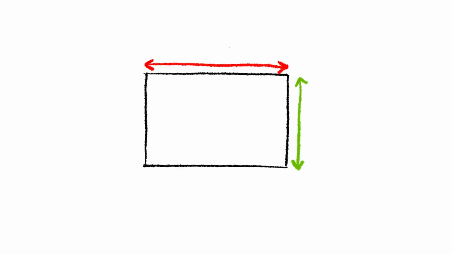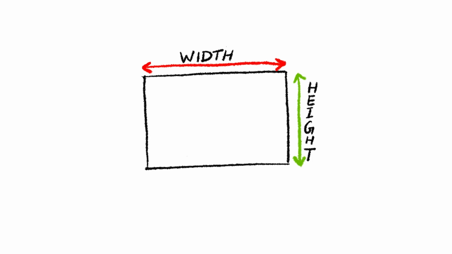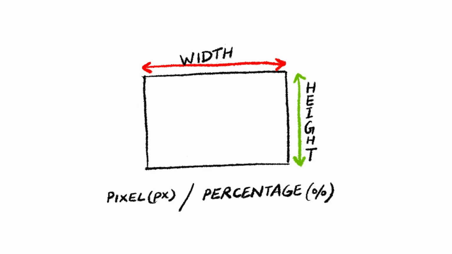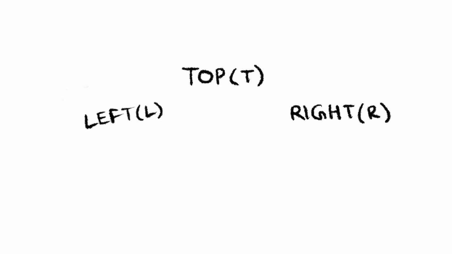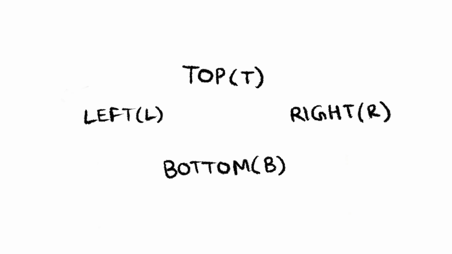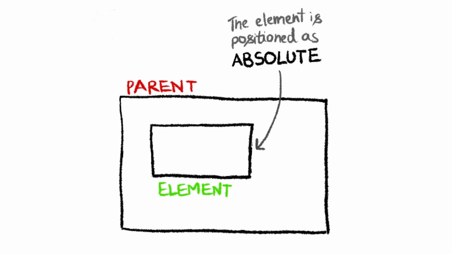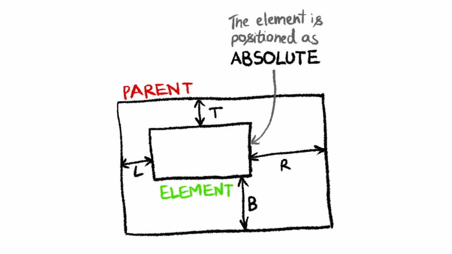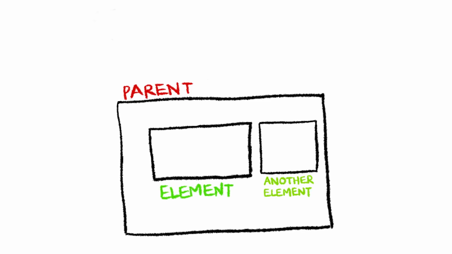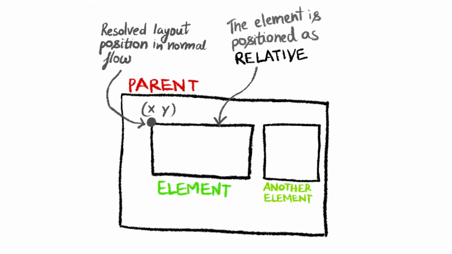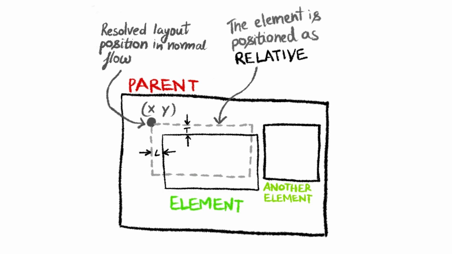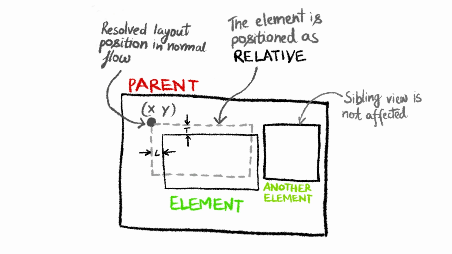Fourth, the width and height values, just like in CSS, can be expressed as numbers or percentages. Finally, top, left, right, and bottom behave a bit differently from CSS. Here's how it works. If the element is positioned as absolute, these properties are used to define its position relative to the parent view. If it is positioned as relative, an offset is calculated from its resolved layout position and then applied to the view without affecting its sibling views.